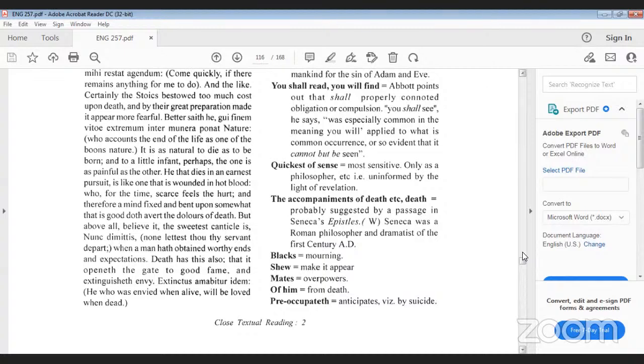Death has this also, that it openeth the gate to good fame, and extinguisheth envy. He who was envied when alive will be loved when dead.